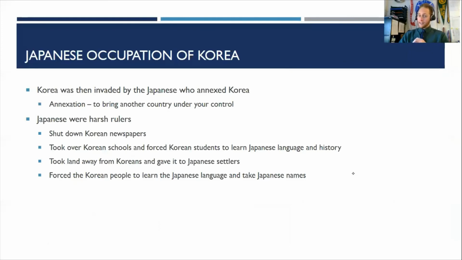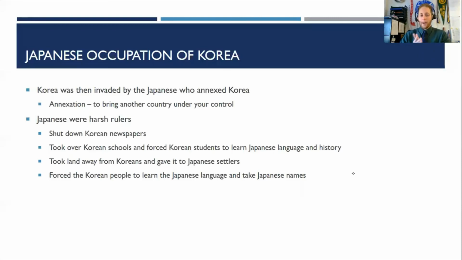The Japanese, as rulers over the Koreans, were harsh. For people who study World War II, you're going to see a similar vein of fanaticism on the part of the conquerors. Some things that the Japanese did to the Koreans was they shut down Korean newspapers so that the Koreans couldn't have that academic sharing and that culture. They're going to take over Korean schools and force Korean students to learn Japanese language and history, therefore trying to eliminate Korean culture as a whole with the young people so that they would grow up learning Japanese and considering themselves part of Japan because that's what they were taught.